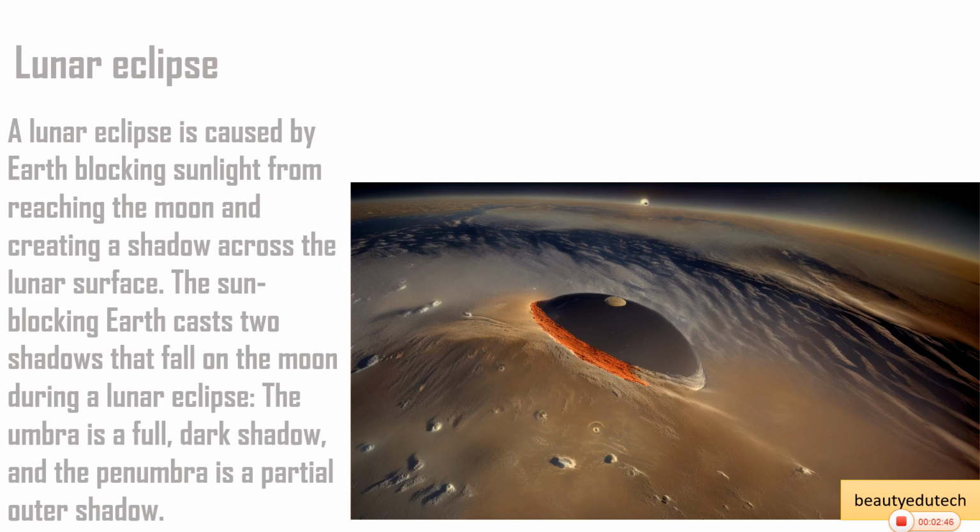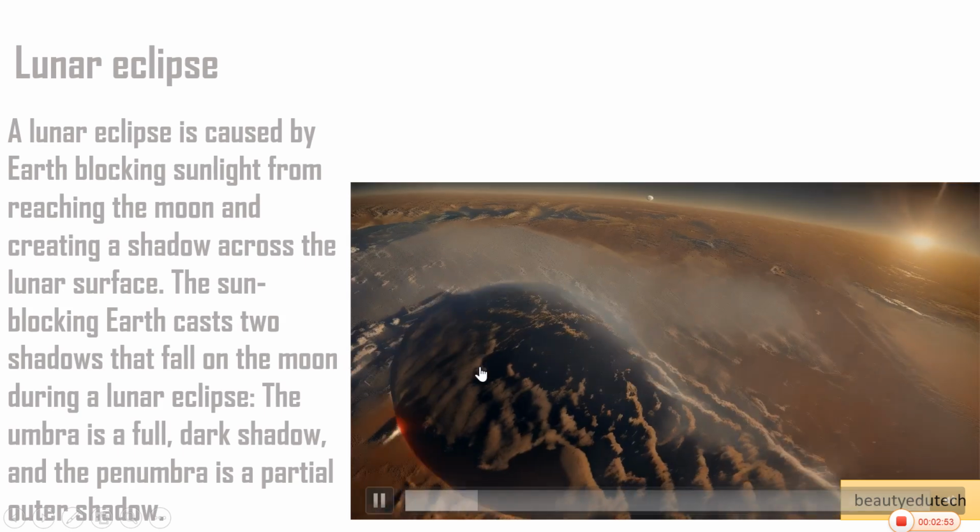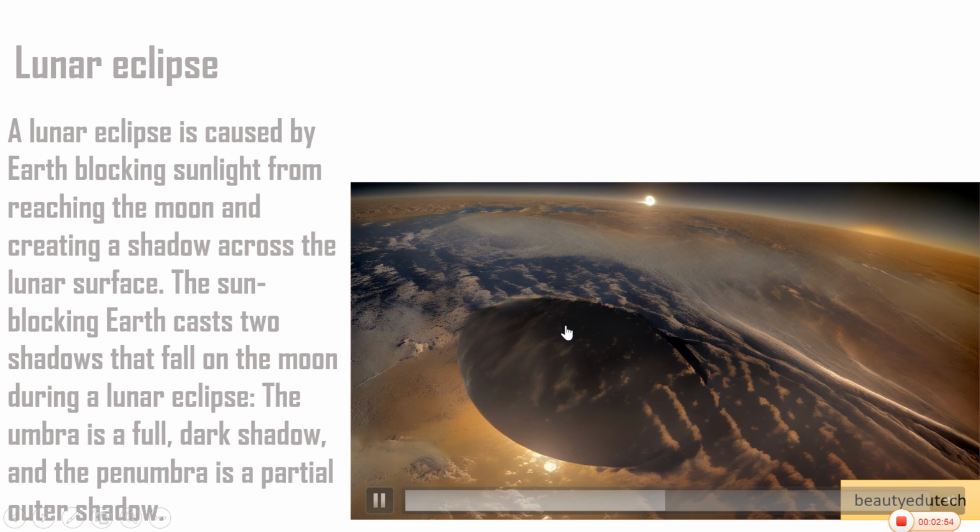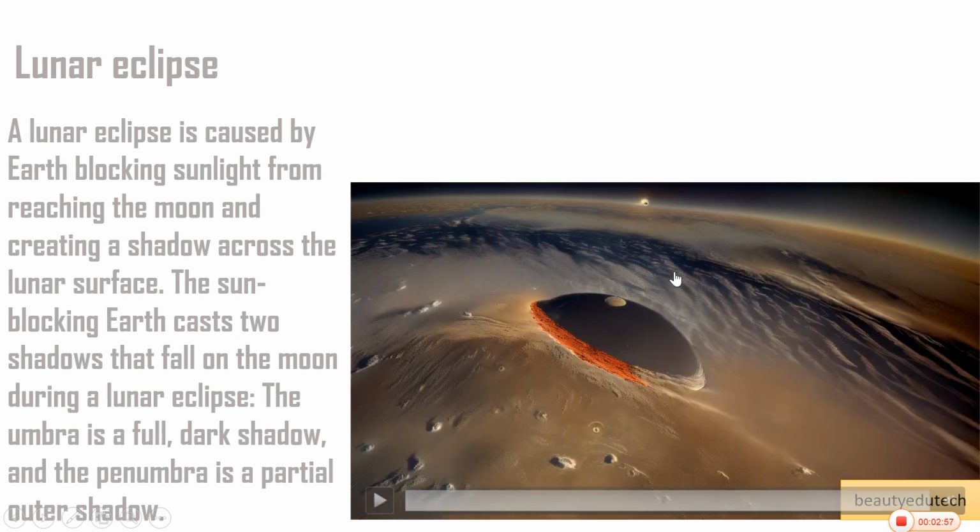That is the sun, the earth. This is the lunar eclipse, and the earth is in between the sun and the moon. Now the earth is blocking the sunlight from reaching the moon, and thereby casting a shadow on the moon.